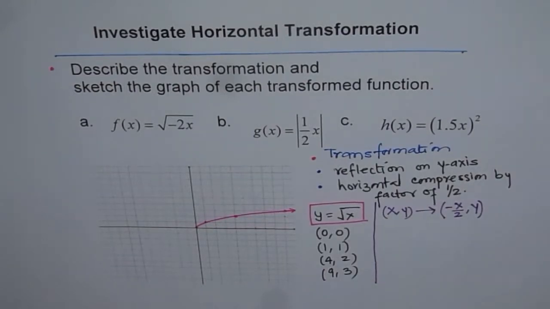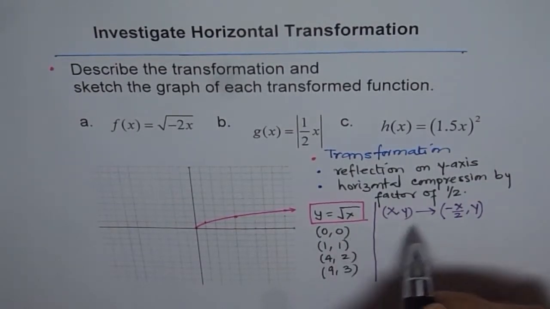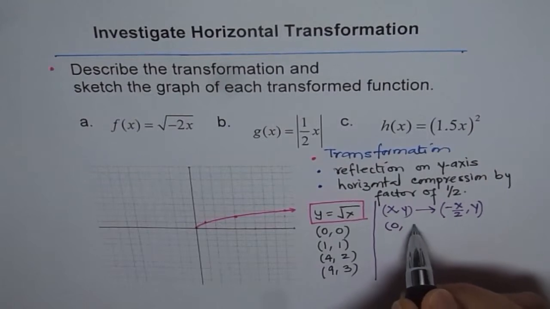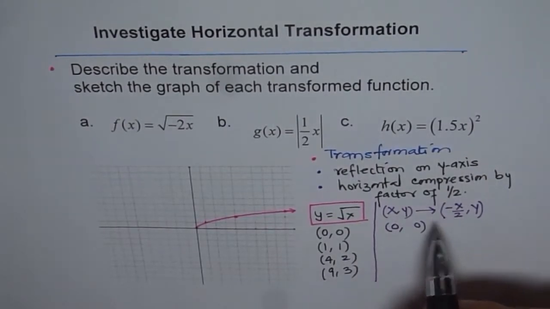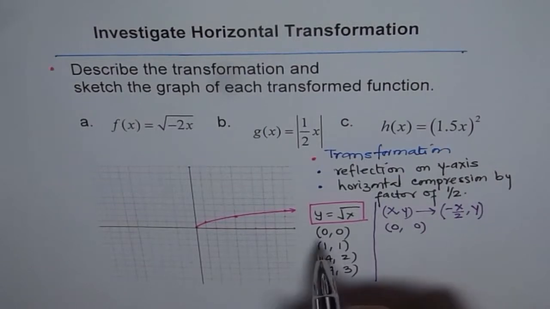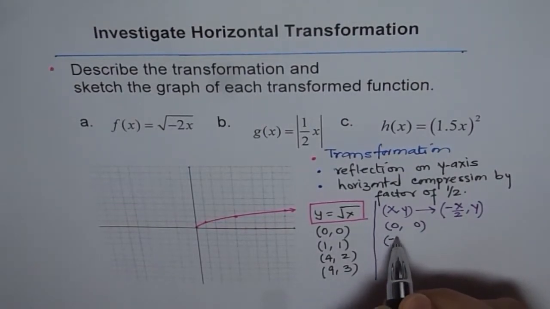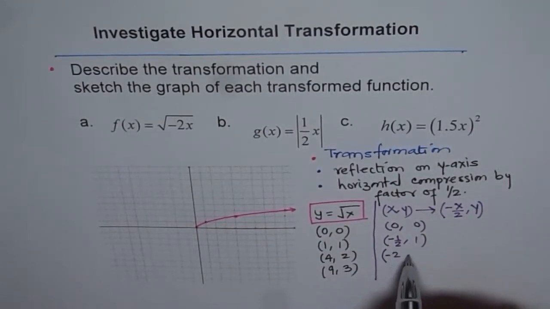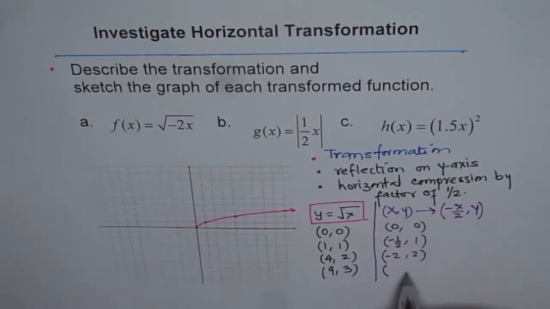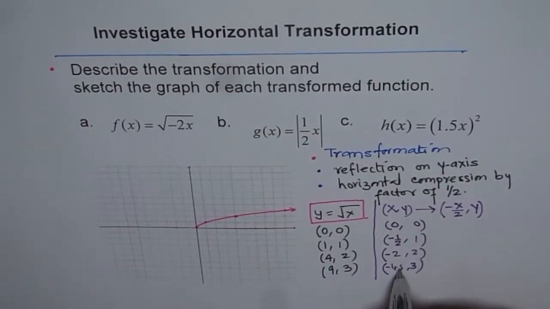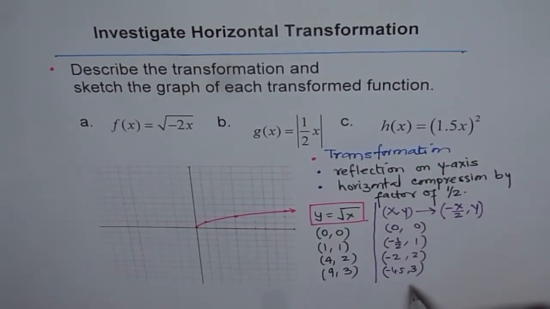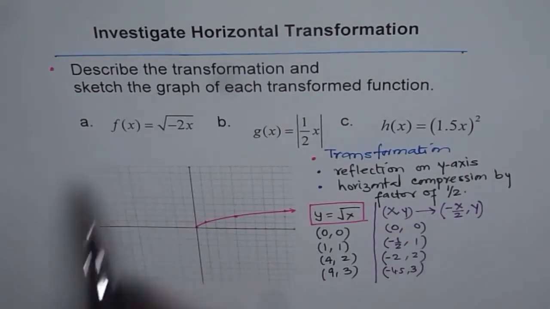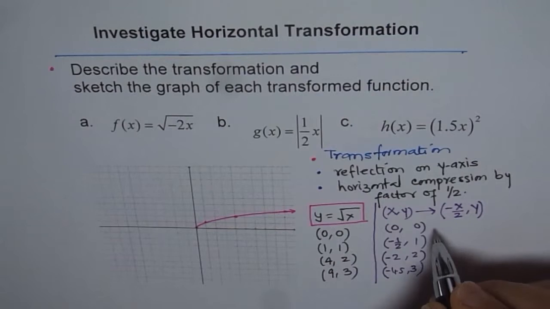In the transformed function, the points I will get will be: 0 times minus half is 0, so we get 0 and 0, that is correct. Next, we'll do minus half of 1, which is minus half, y remaining the same. Minus half of 4 gives me minus 2, y remaining the same. And here y remaining the same, that is 3. And minus half of 9 is minus 4.5. So these are my points on the transformed function, which I am calling f of x. So on f of x, we have these points.